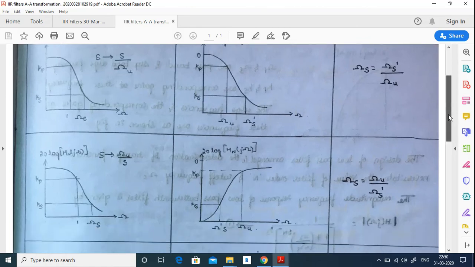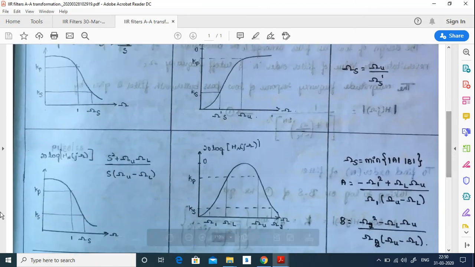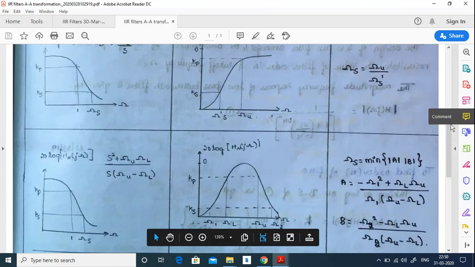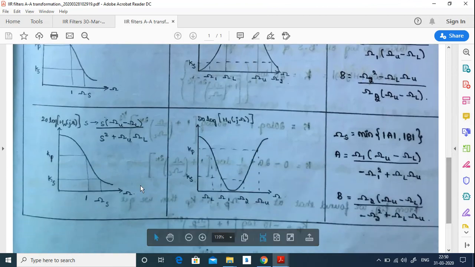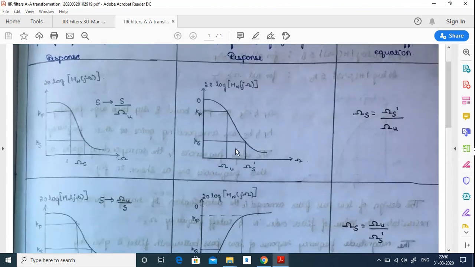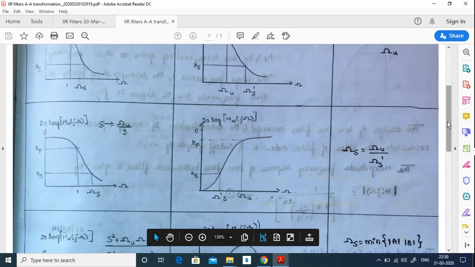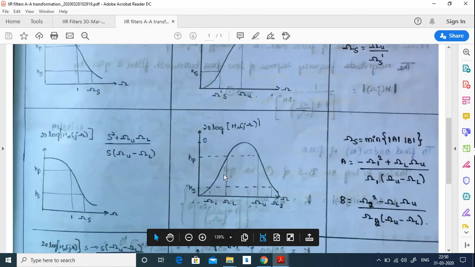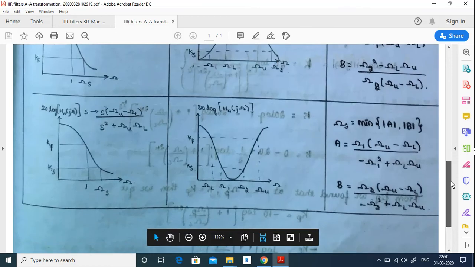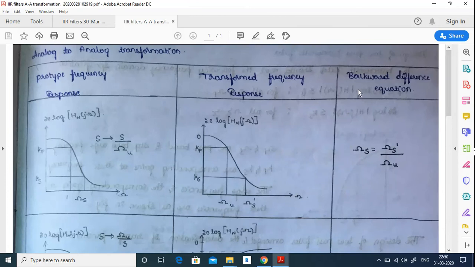So if you observe, they're all one and the same. Even the second row is the same. If we compare the second row with the third row, this diagram remains the same. Similarly, the last one will also remain the same. Whereas if you observe the second column, here this is my frequency response for low pass filter. This is the frequency response for high pass filter, and then the frequency response for band pass, and then the frequency response for band stop. And the third column indicates the backward difference equation. I'll discuss about this a little later.